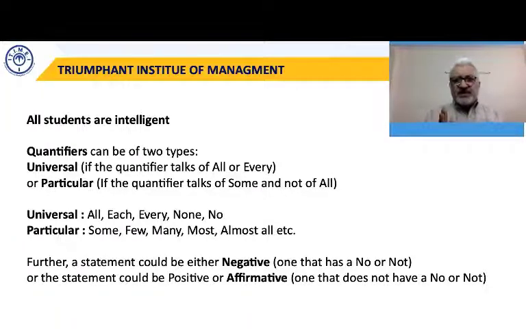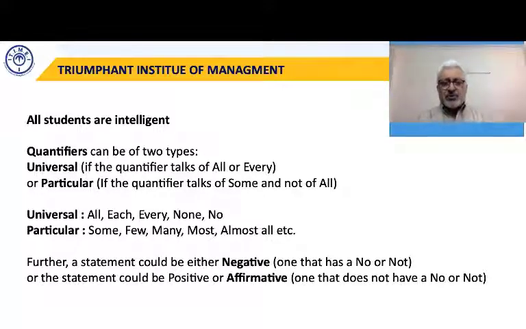All right. How do we see the difference between a positive statement or an affirmative statement and a negative statement? A negative statement will have a no or not. If the statement has a no or not, then it is said to be a negative statement. And if it does not have a no or not, then it is said to be an affirmative statement. I hope there is no trouble here also. A statement could be either affirmative or negative. If there is a no or not, then it is a negative statement. If there is no no or not, then it is said to be an affirmative statement.